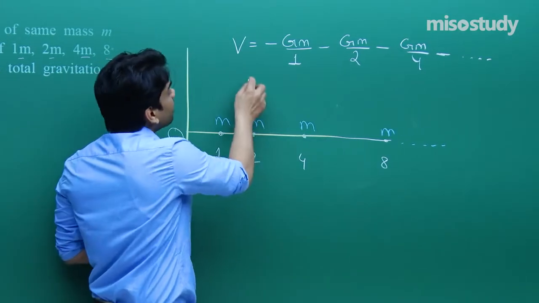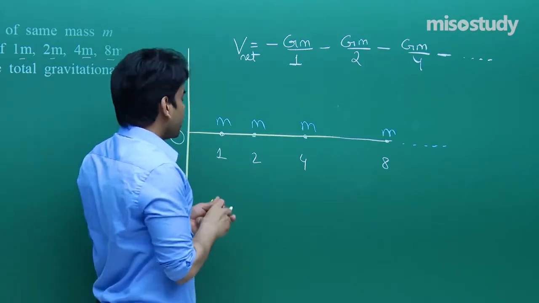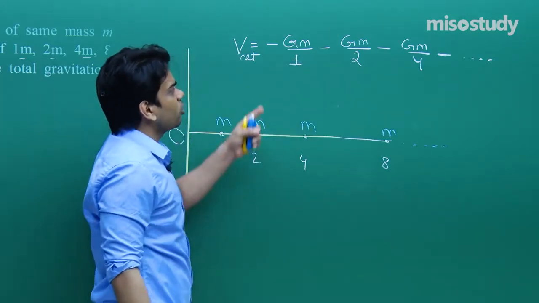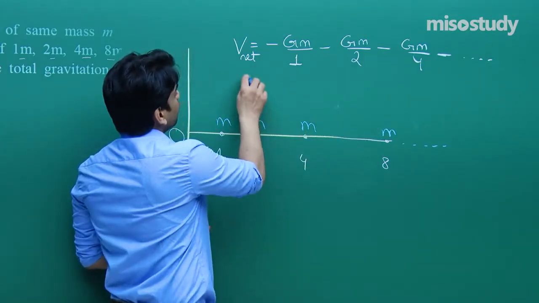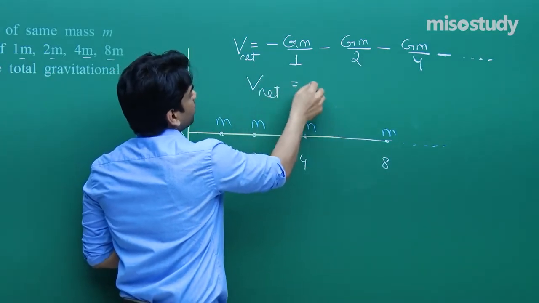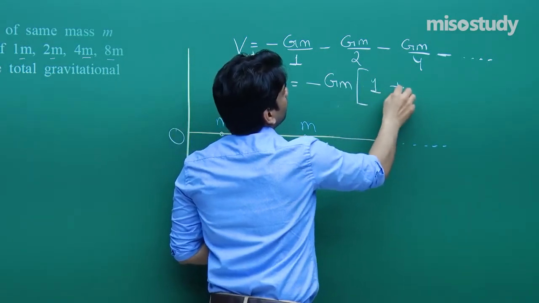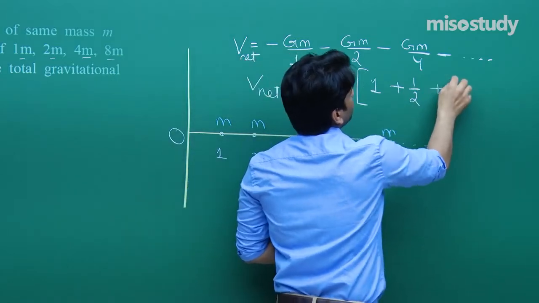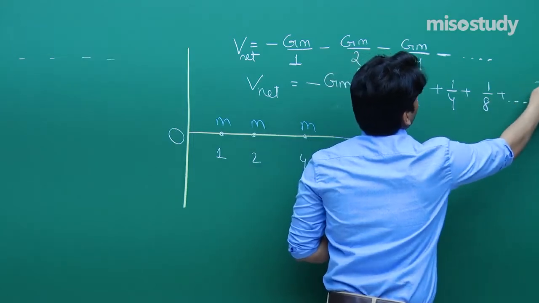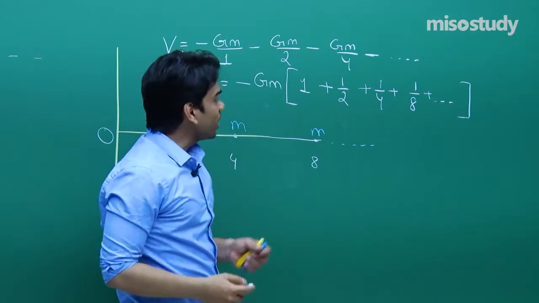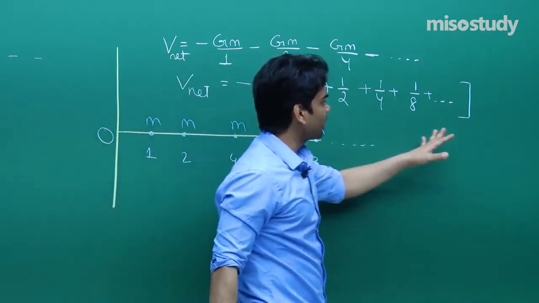Now you see here, this is the net potential at the origin, V net, that is what we are interested in evaluating. If I take Gm common, and write minus Gm common, then 1 plus 1 by 2 plus 1 by 4, the resultant equation will turn out to be V net equals minus Gm times 1 plus 1 by 2 plus 1 by 4 plus 1 by 8 and so on up till infinity. You can see that this is a geometrical progression. Just take note till here.